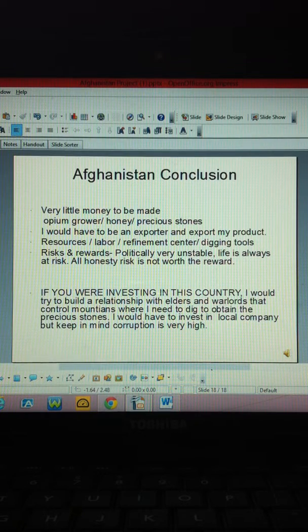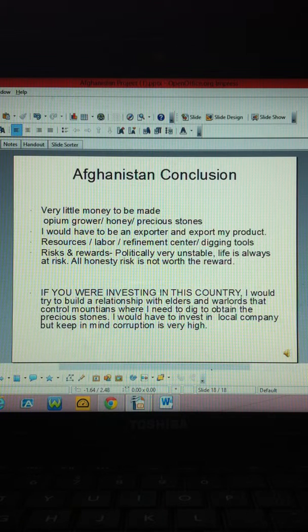So as far as resources, if I were to pursue the precious stone business, I would need a labor force, some kind of refinement center, digging tools. As far as risk and rewards, the country continues to be politically very unstable. Life is always at risk. Corruption runs high. And in all honesty, I personally believe that the risk would not be worth the reward.